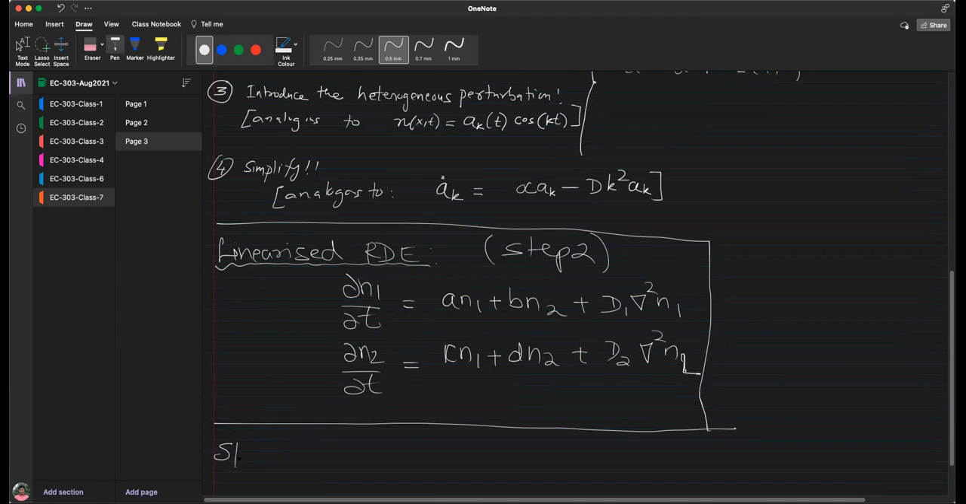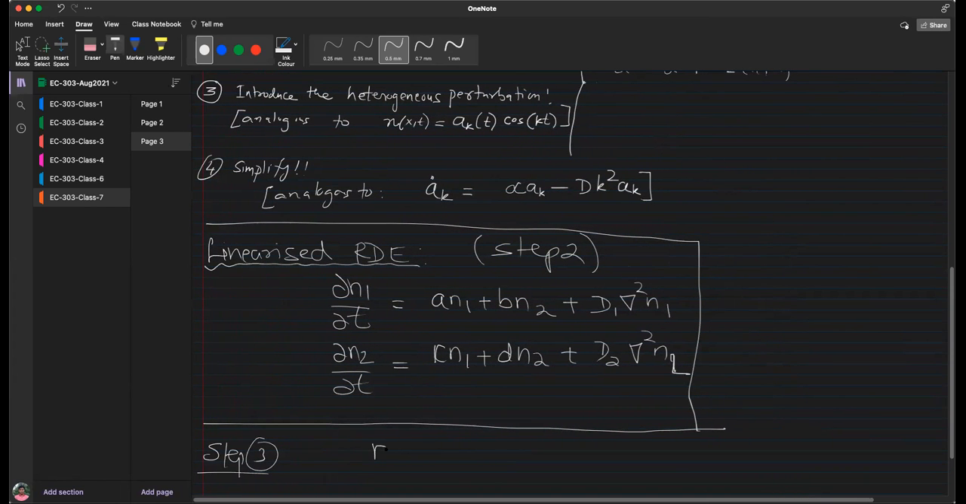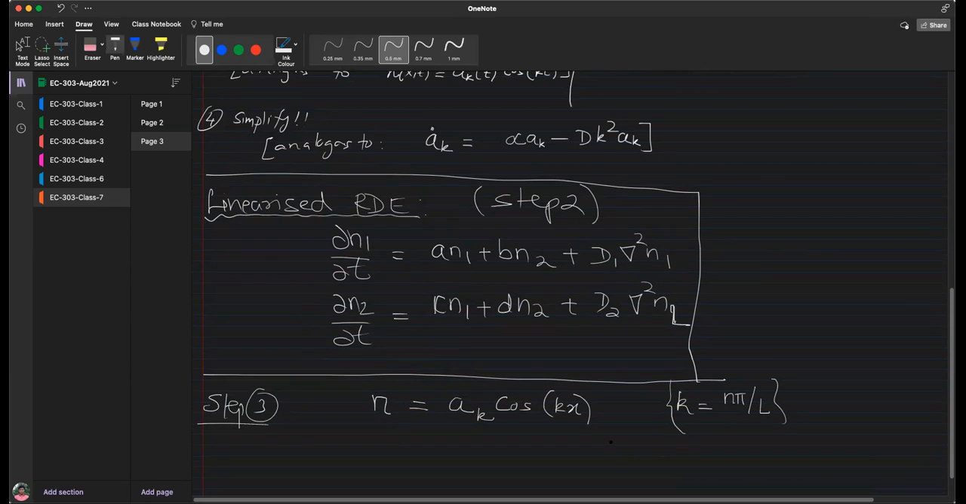Okay, now step 3. So in the one population system, what did we do? We just did the simple thing, which is that n is equal to some a_k, the kth perturbation times cosine kx. I can define k as n pi by L, because I don't want to carry this pi by L all around. So the kth mode perturbation can be given by this. Is that fine? That's what we did, right? And then with that, we got this expression.